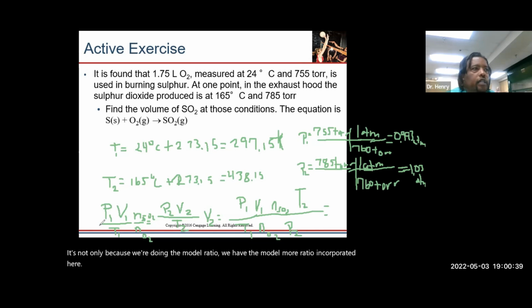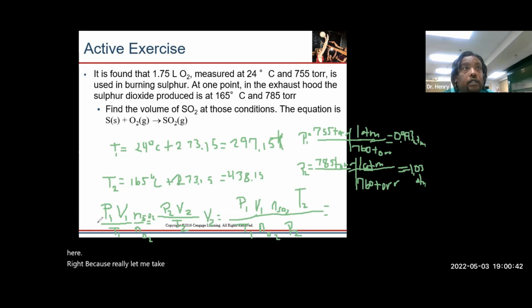Let me take one step back. Let me erase. Actually, I'm going to rewrite something. So we have R is going to equal N T over PV. Right, actually, that's wrong. Backwards today.